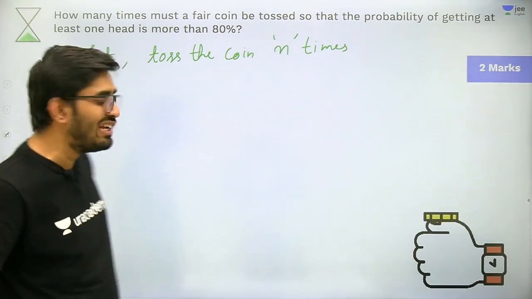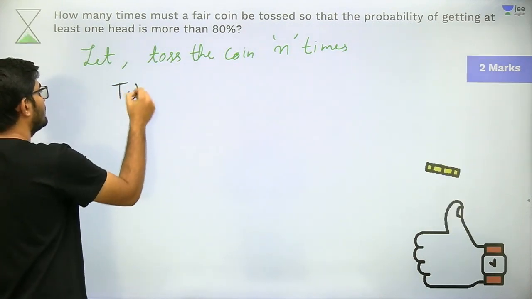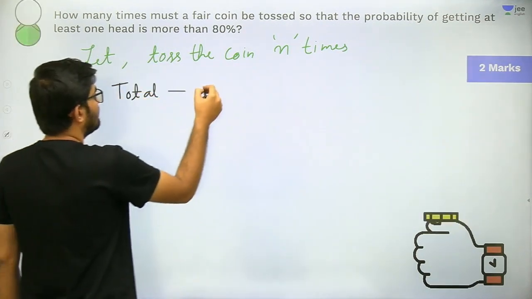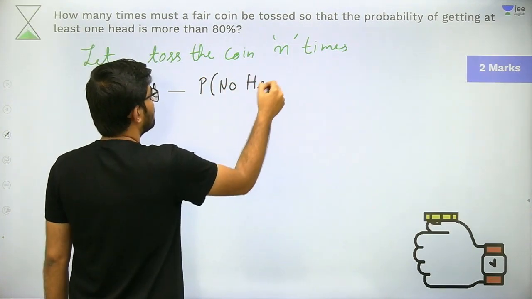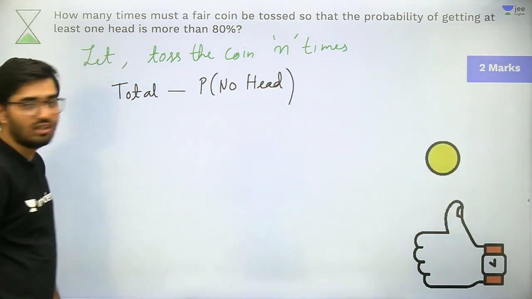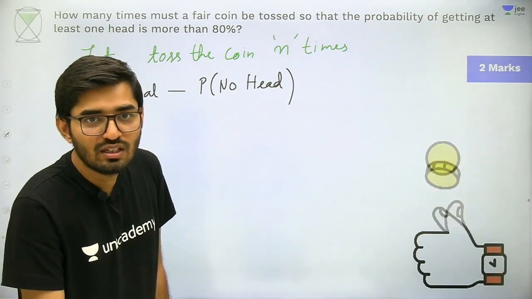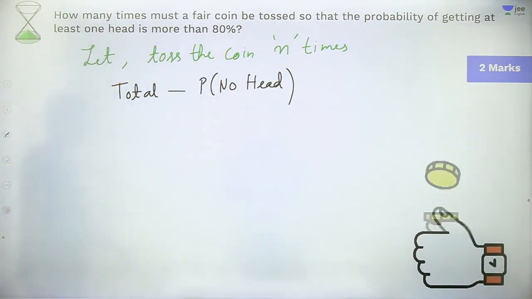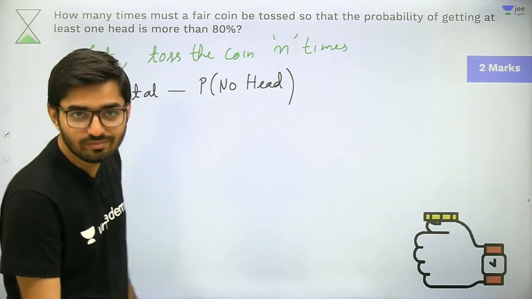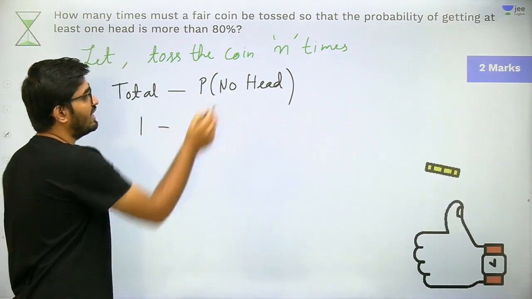So at least one head, you can also write it like this: we will subtract from the total. Total minus the probability of getting no head. This case we will remove it. At least one head is the same as total number of cases minus the probability of getting no head. Total probability is 1, so 1 minus the probability of getting no head.